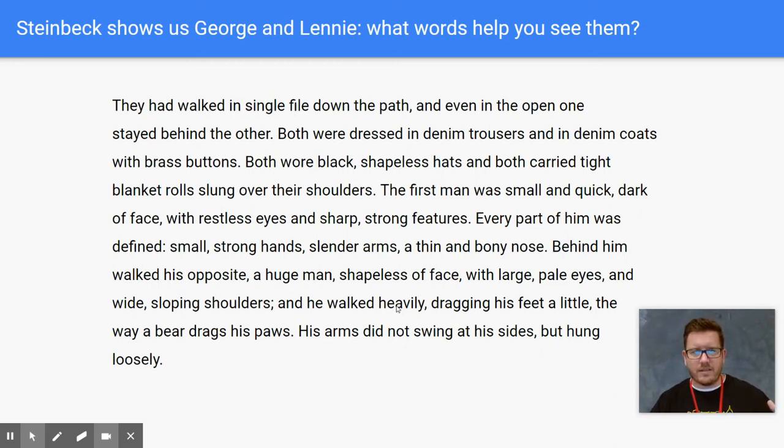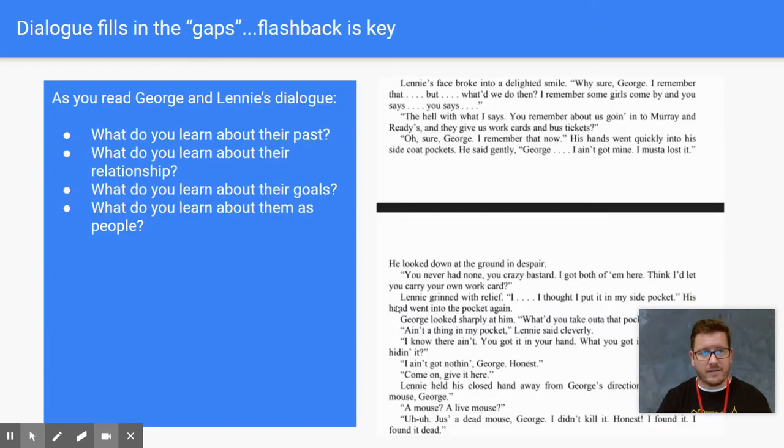So that's the exact opposite of Lenny. Lenny is a huge man, shapeless of face, with large pale eyes and wide sloping shoulders. He's compared here to a bear. So Lenny, in your head, picture a 250 pound guy, 6 foot tall, and just big. So you've got two very opposite people here. And as they have a conversation, you'll see that they're also opposite in terms of personality and intellect.